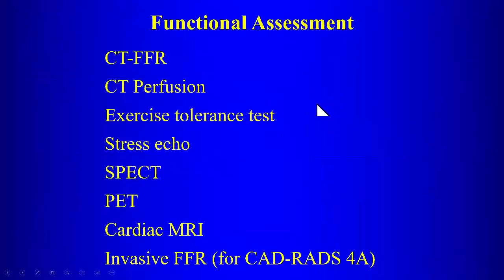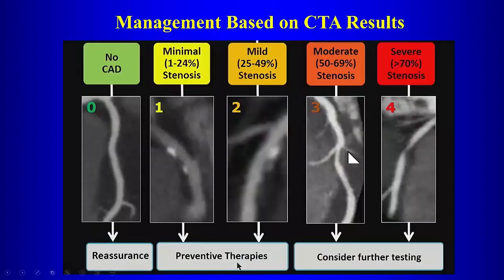In terms of functional assessment, what are the studies that can be used for functional assessment? There's fractional flow reserve, CT perfusion, exercise stress test, stress echo, all of these might be usable as far as evaluating for function, okay? And then with cardiac cath, they can also do an invasive fractional flow reserve measurement, which we'll talk about also.